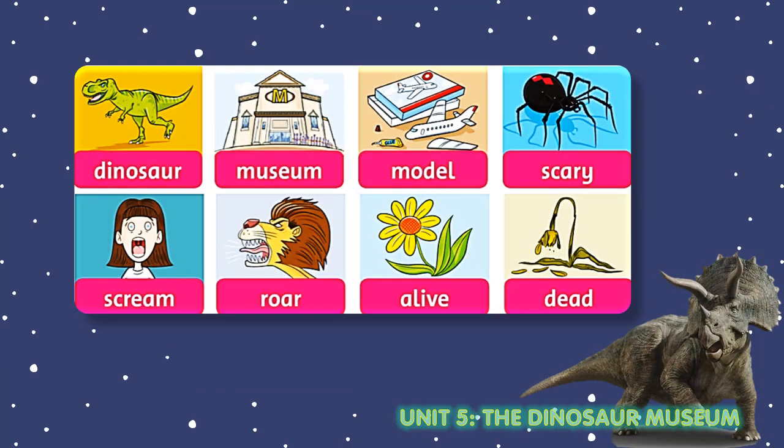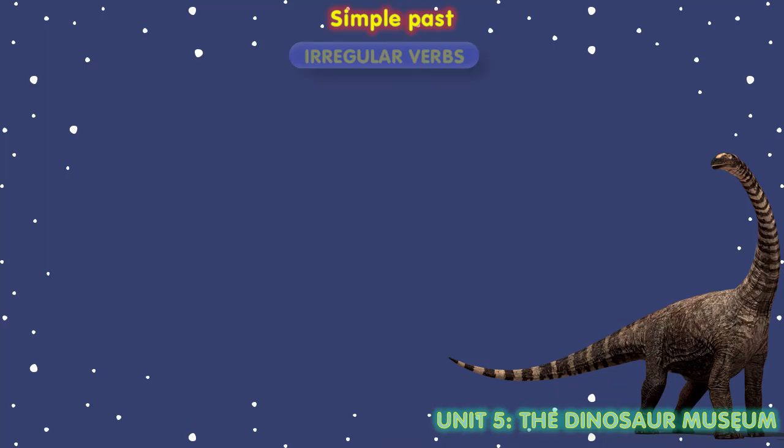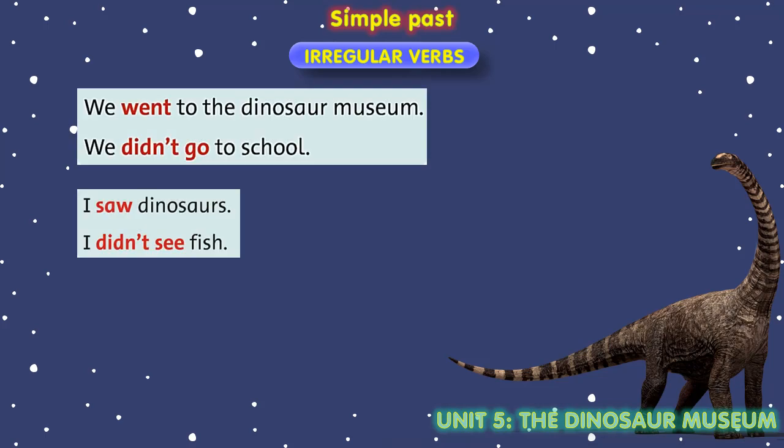Don't forget. And with Unit 5, the dinosaur museum, we study some words like dinosaur, museum, model, scary, scream, roar, alive, and dead. We keep studying the simple past with irregular verbs. When we use irregular verbs in the simple past, we need to change the form of the verb. Right?